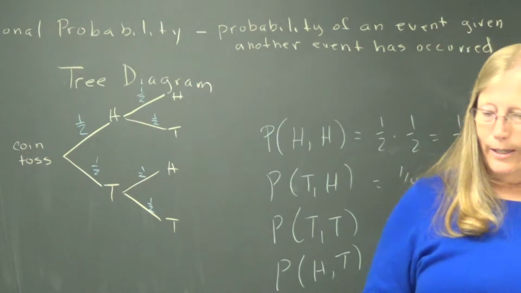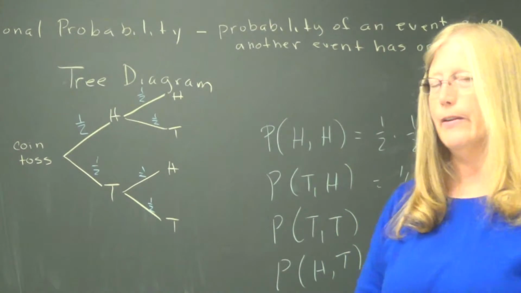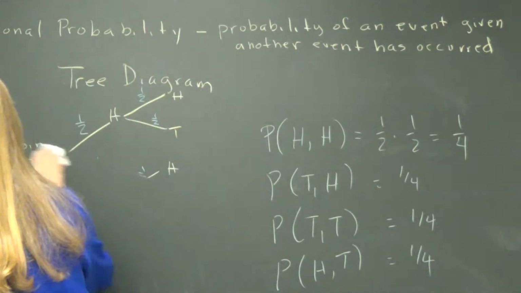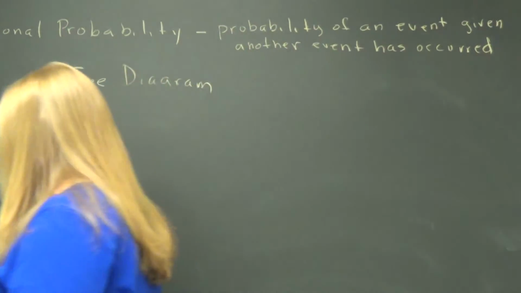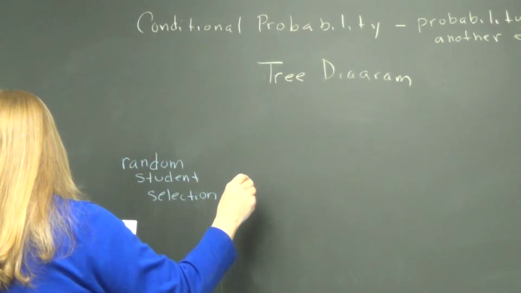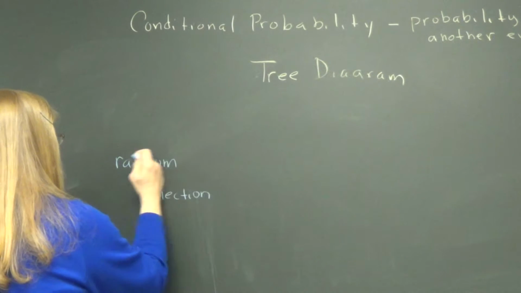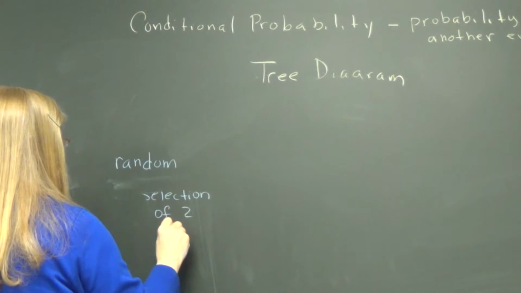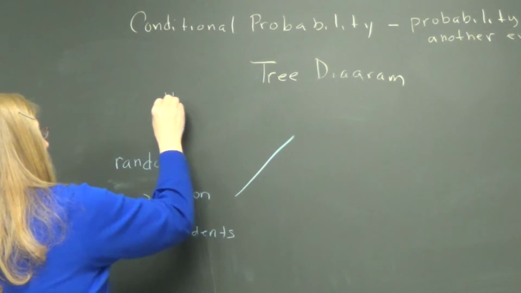Alright, the one we're going to train on is the same one with handedness. So we're going to do the same thing for handedness, a tree diagram for handedness. So you still have that information in front of you? Alright. So I'm picking a person at random, so I have to tell you what I'm doing. Random student selection. We're taking 2 students, a random selection of 2 students, and we're going to look at their handedness. That's all we're looking at, their handedness.